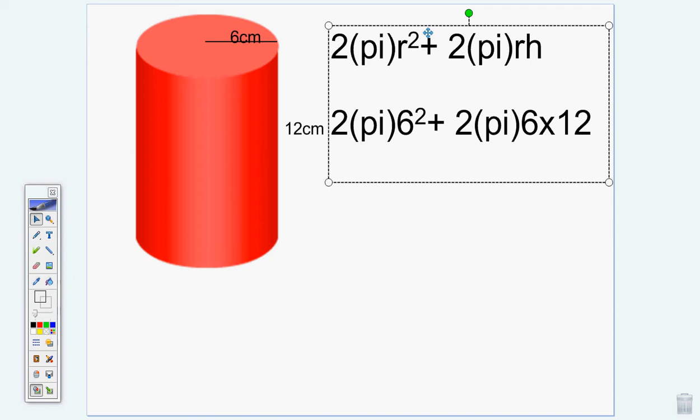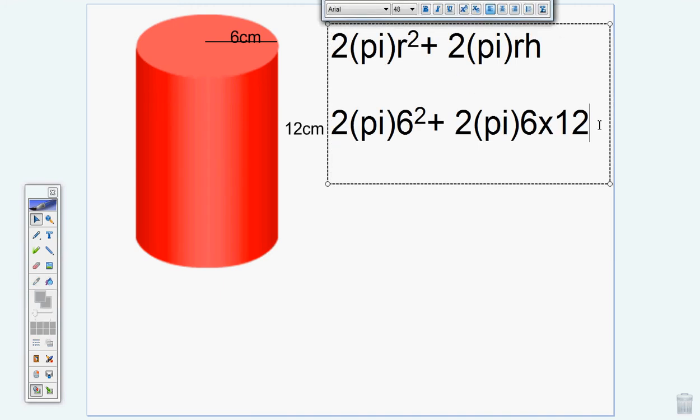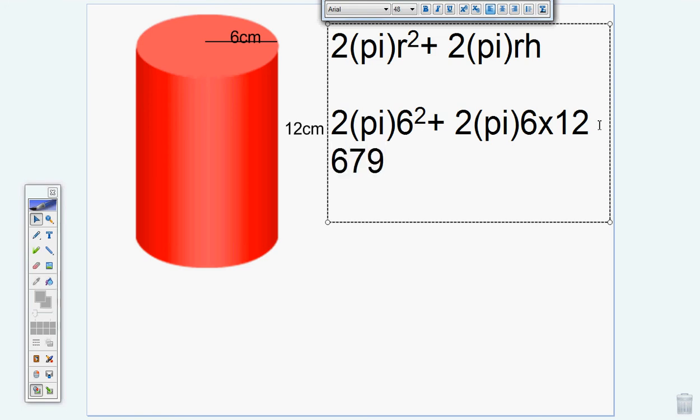2 pi 6 squared plus 2 pi, and then 6, not squared, times 12. Make sure I put my times 6 times 12 in there. And I get 679, to the nearest whole number, centimeters squared. And that would be that one.